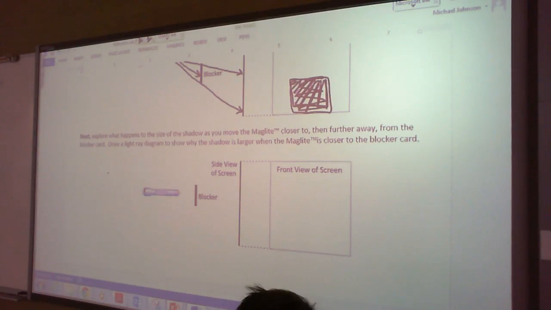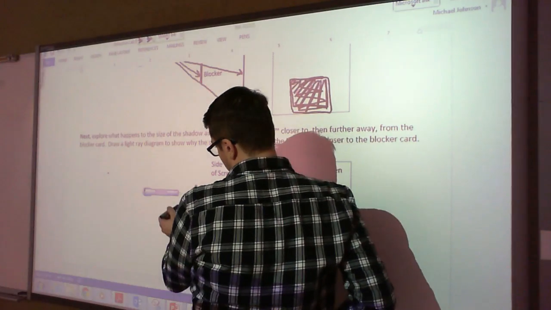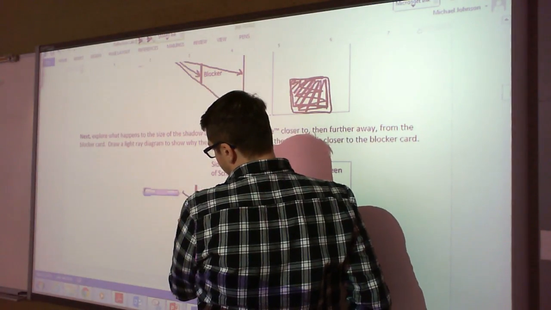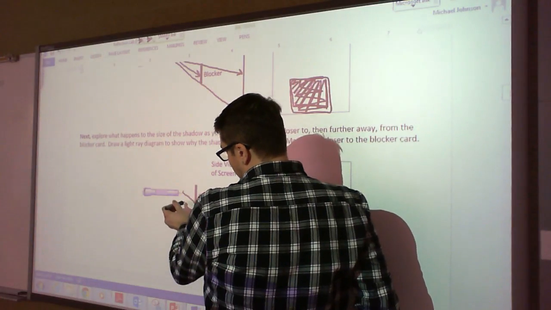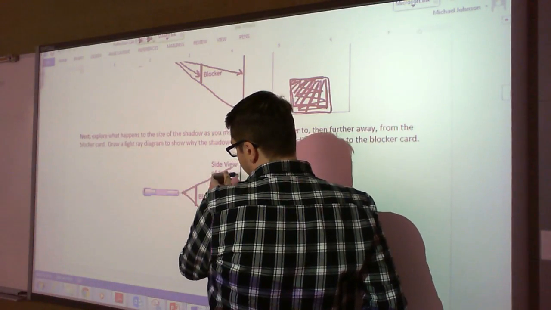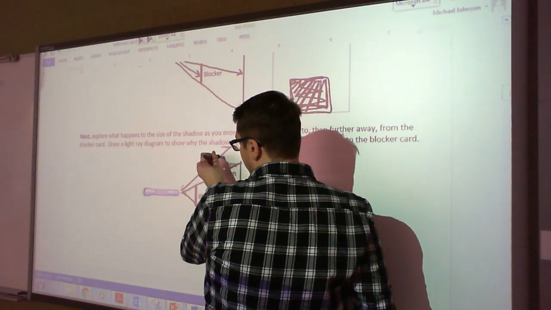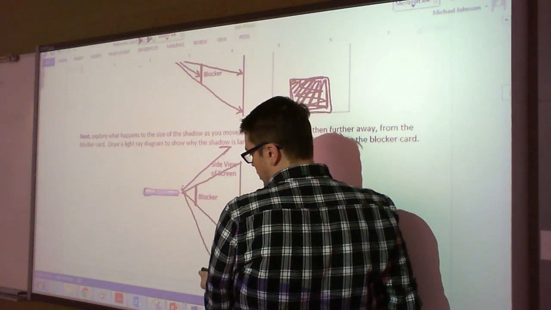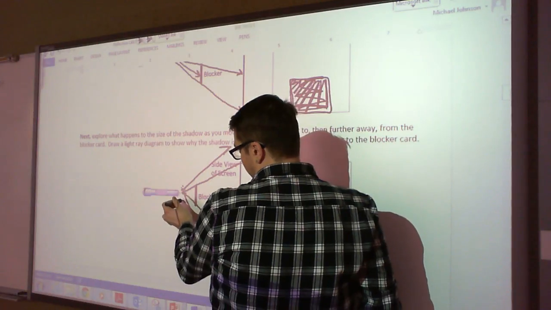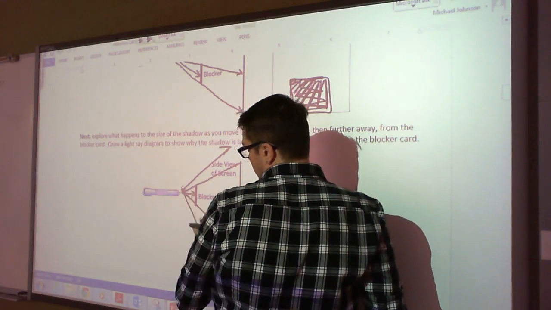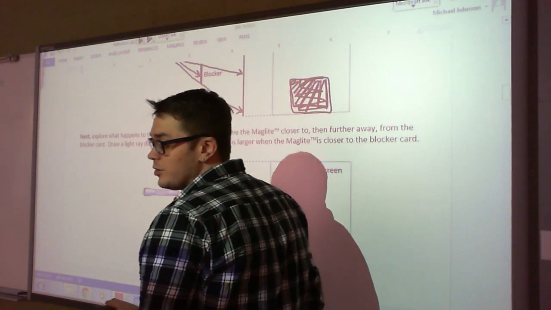Show that as this mag light moves closer, the boundary rays are now going to extend pretty much to the edge of the screen. So any of the rays that make it through are not going to be hitting the screen. And any rays that could hit the screen are going to be blocked out.